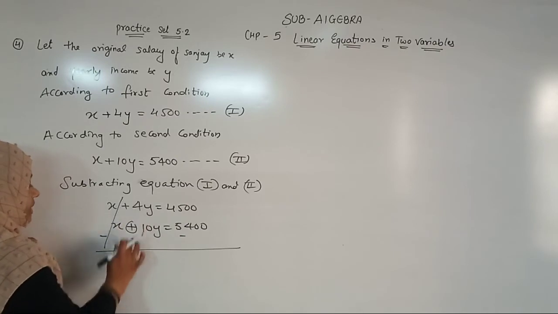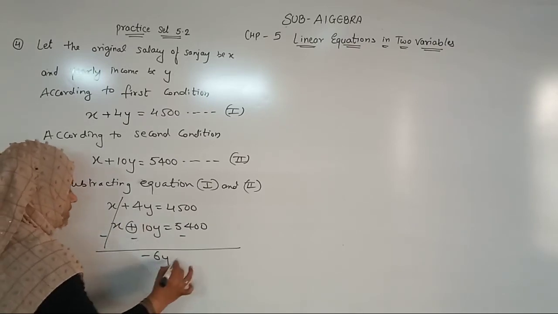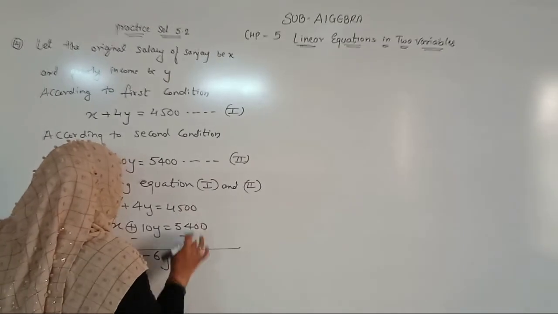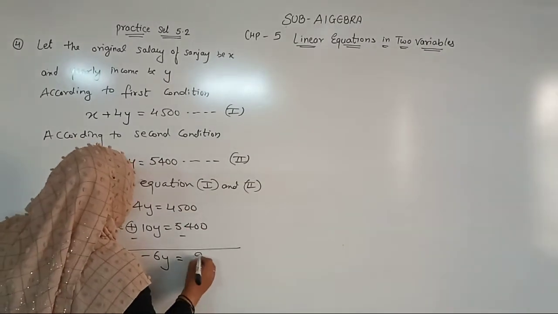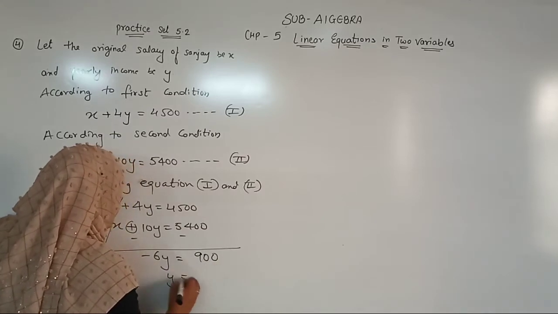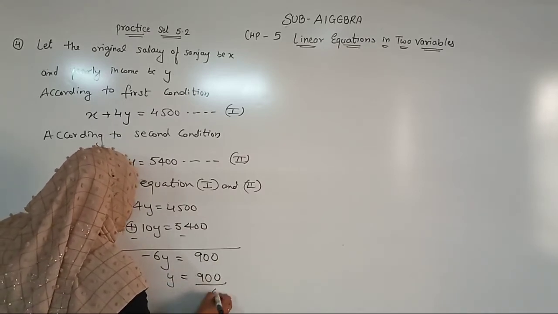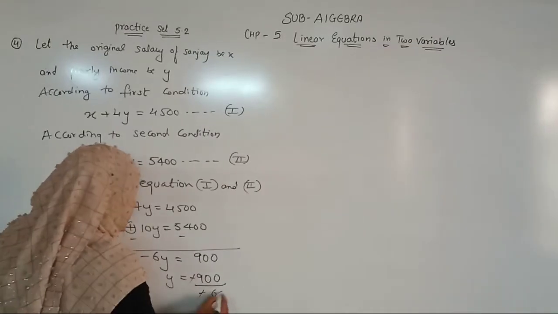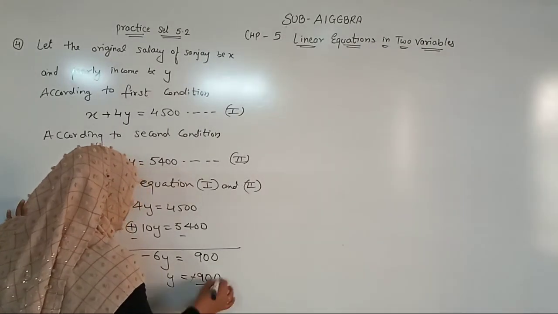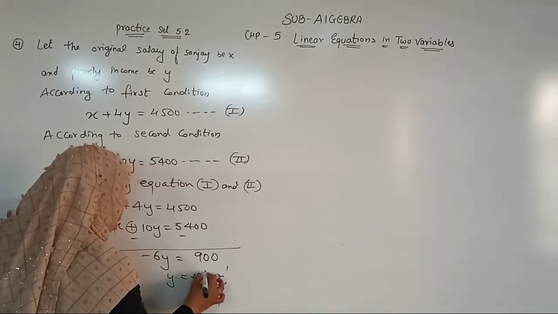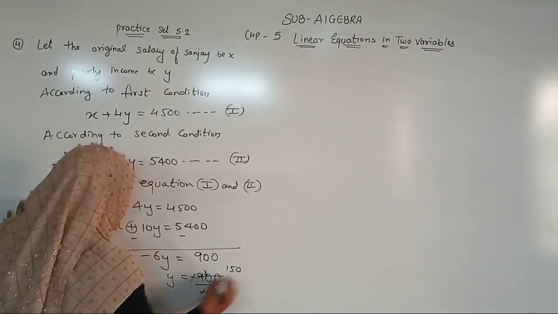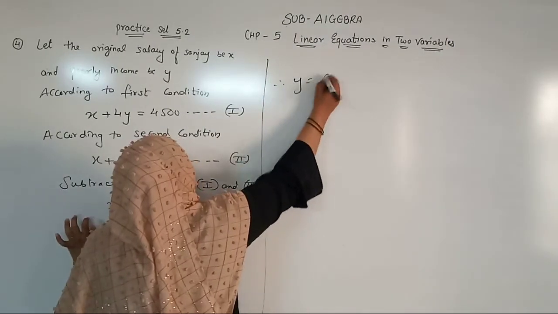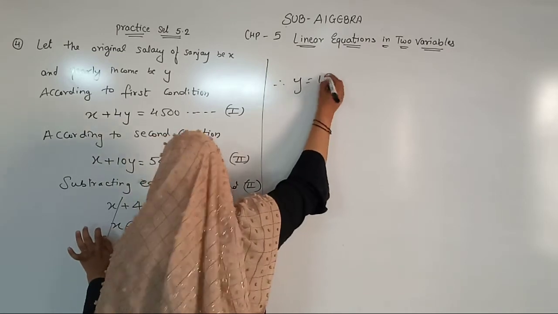Now X cancels. Minus 4y minus 10y gives minus 6y, because the bigger number has the minus sign. 4,500 minus 5,400 is minus 900. So y equals minus 900 divided by minus 6. Minus minus can cancel. 6 ones are 6, 6 5s are 30, 6 0s are 0. So therefore y is equal to 150.